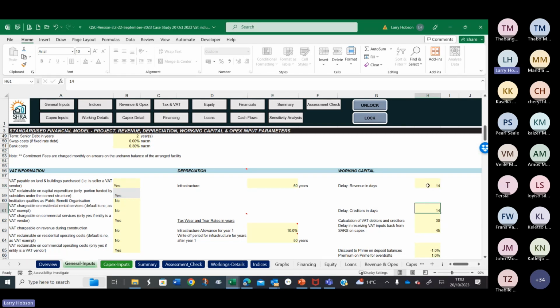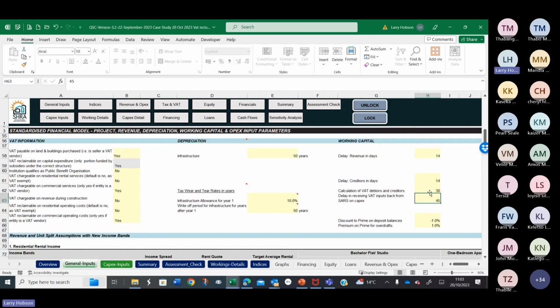Working capital, the assumptions here, I never play with these if I'm doing this. I just leave these as they are. 14 days delay for revenue and creditors, 30 days for the VAT and the VAT debtor and creditor. You know, you get it back next month. So you can change these, but I prefer not to change them. I just leave them as they are.